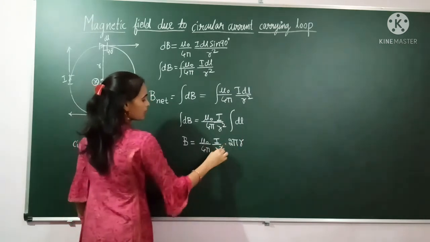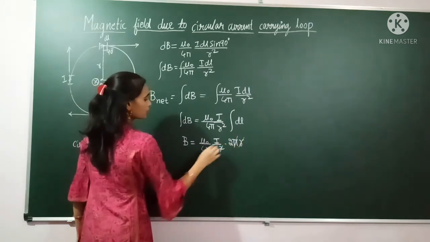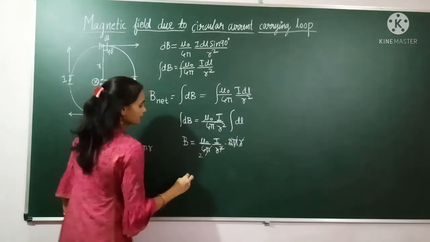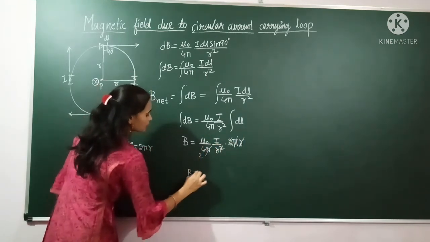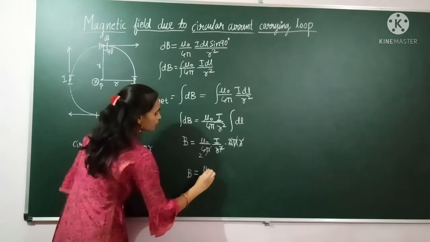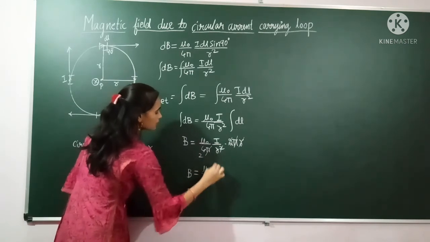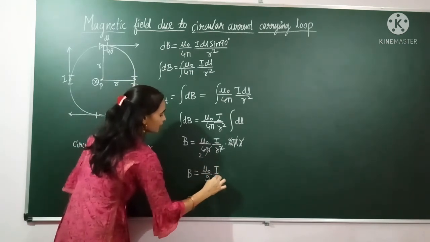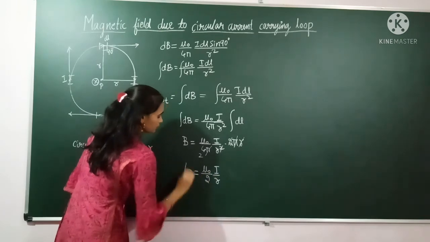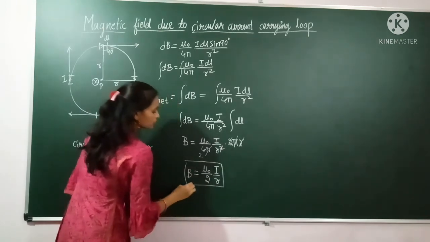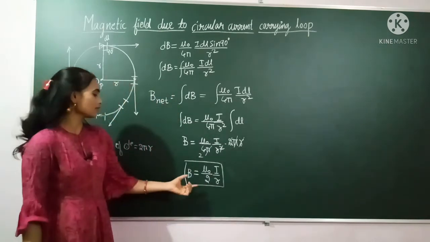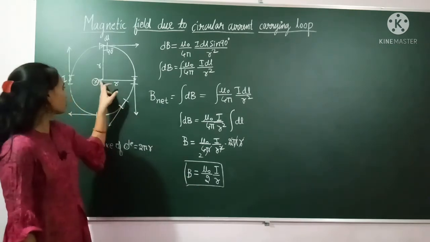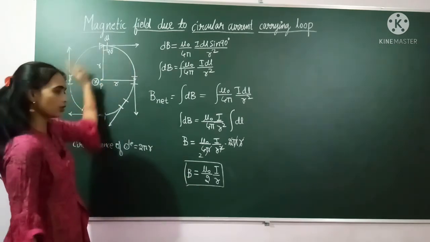Here one r will be cancelled, pi is also cancelled, and the 2 is also cancelled. So now B can be written as magnetic field is equal to mu naught divided by 2, I divided by r. So this is our answer. So this is our result. This is our magnetic field at the center, point P, because of this circular loop.